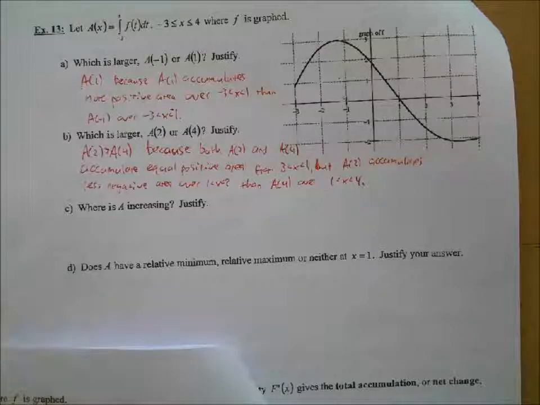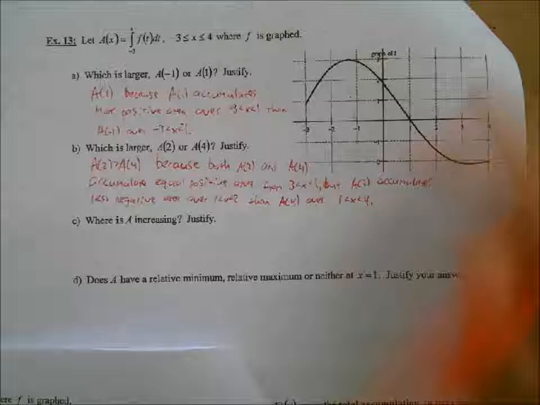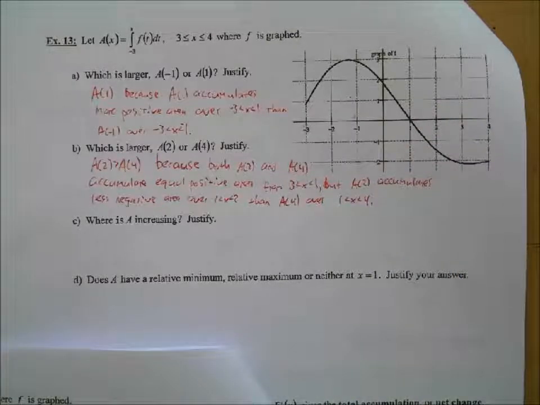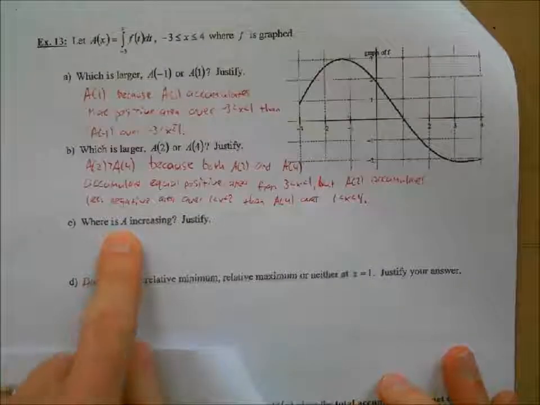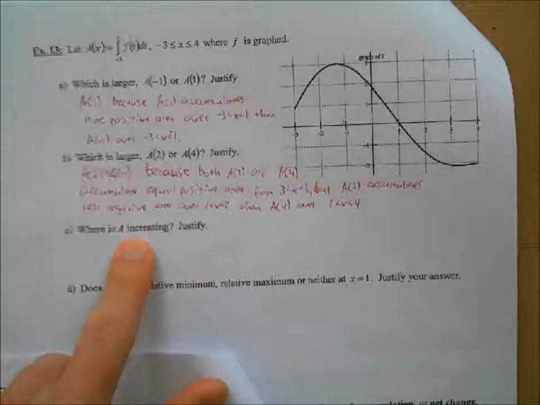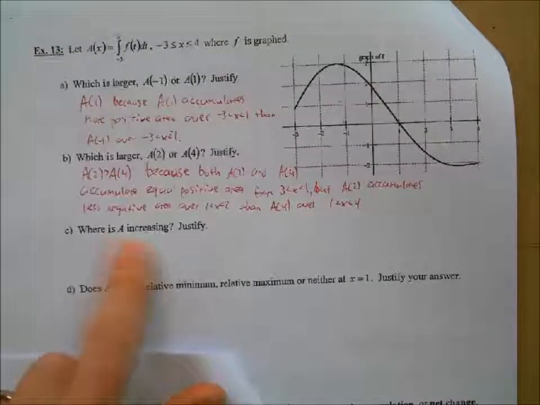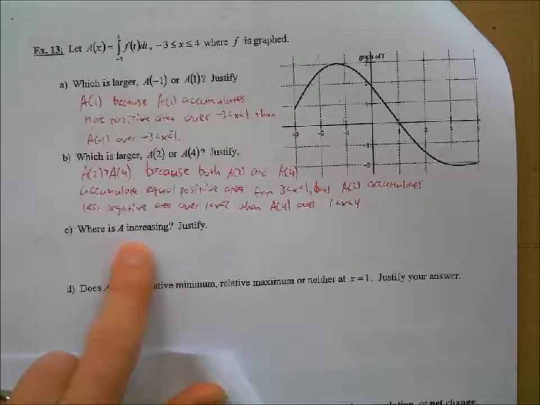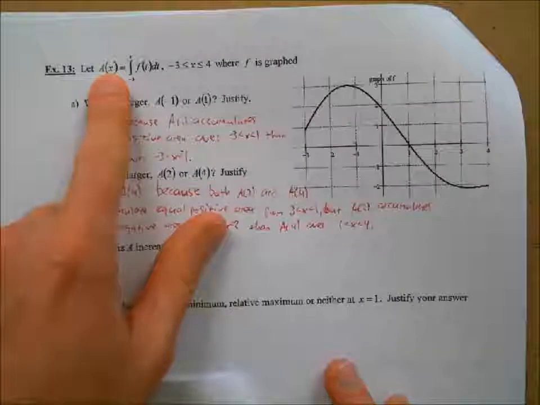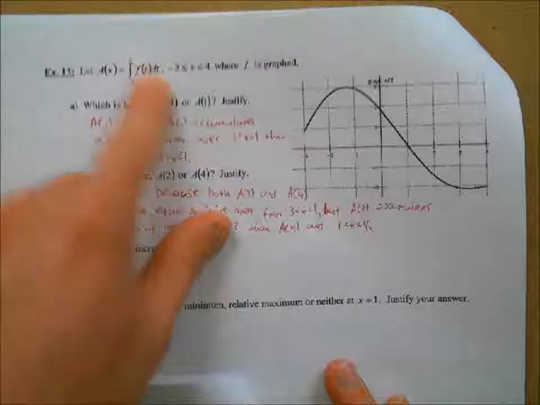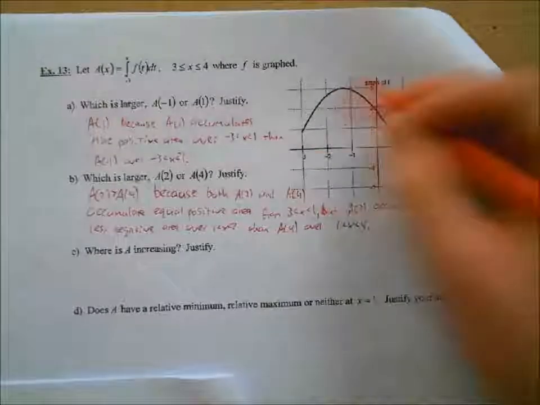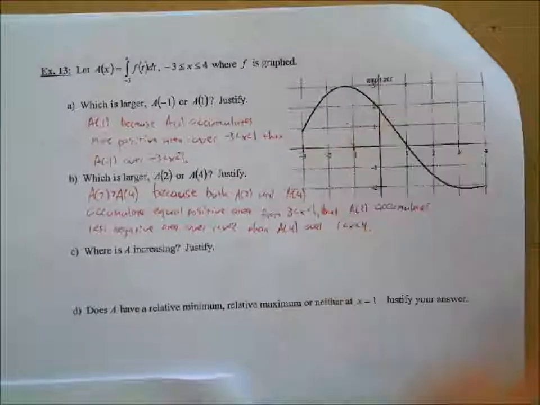All right, letter C. Where is A increasing? Well, what would we expect here? When we want to determine when a function is increasing, what do we normally look at? It's the derivative of it, right? What is the derivative of A? It's going to be f of x, the function here. This is the graph of the derivative of A, right here. That's A prime.